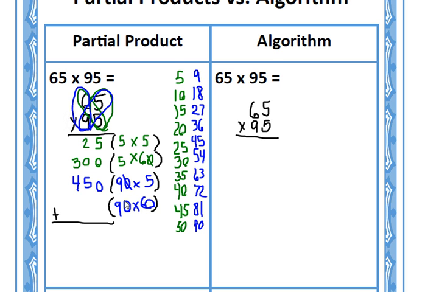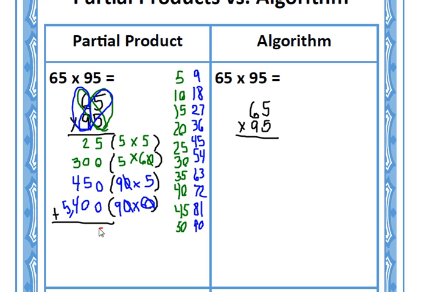How many zeros? We have 2 zeros. So we're going to have at least 2 zeros in our partial product here. 9 times 6, 1, 2, 3, 4, 5, 6, 54. So it ends up 90 times 60 is 5,400. Now we're going to add them up.